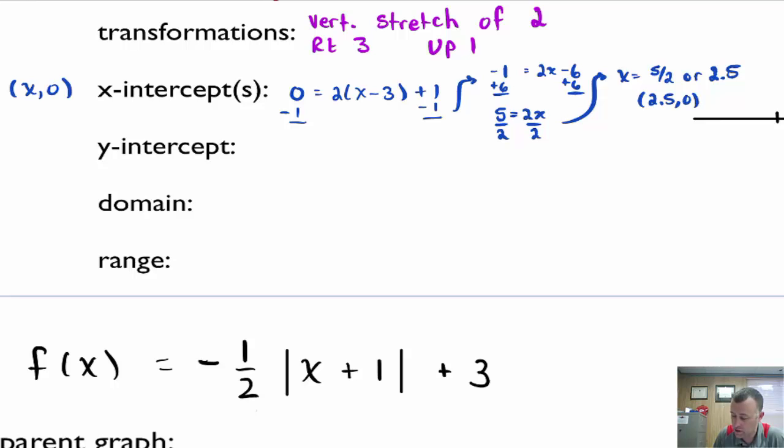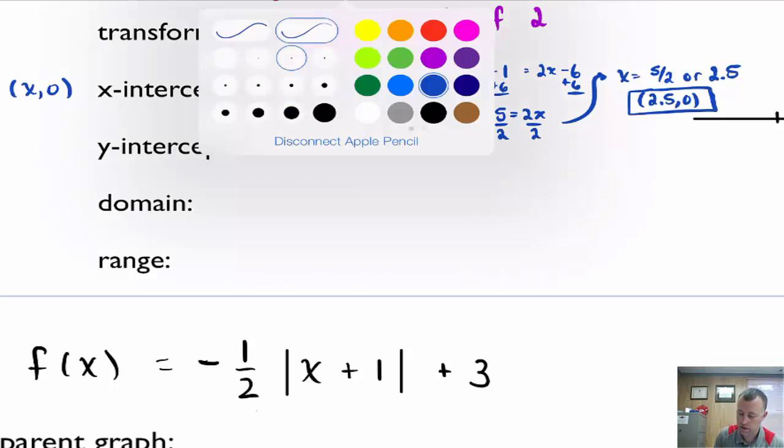I am a big fan of fractions. Normally we're going to use fractions, but if we're graphing it, we're going to need that decimal. So I'm going to label that as 2.5, comma 0 for my x-intercept. Alright, so that's your x-intercept.